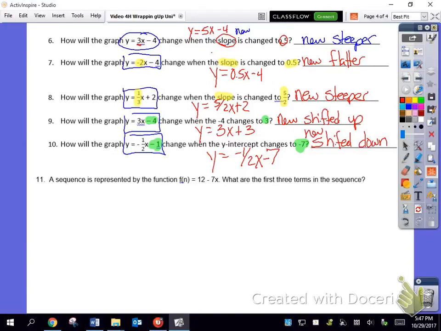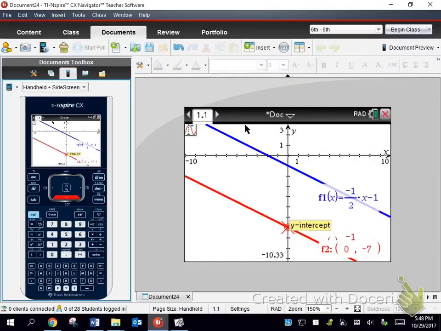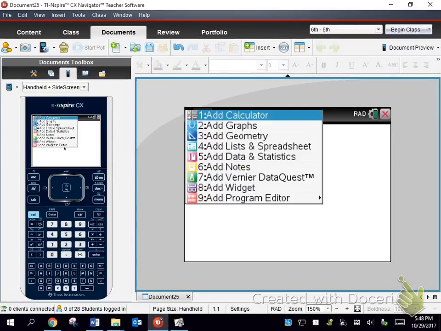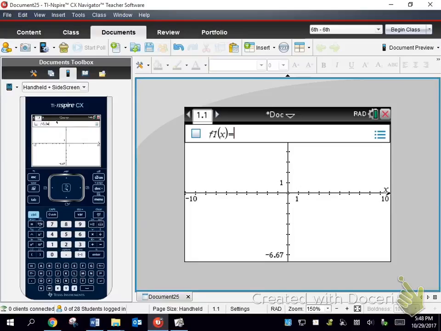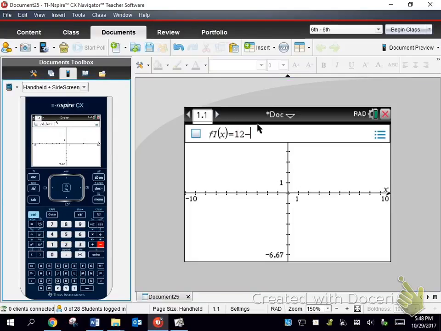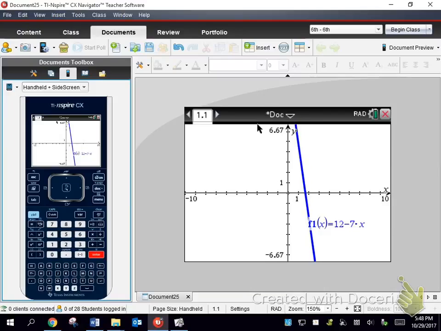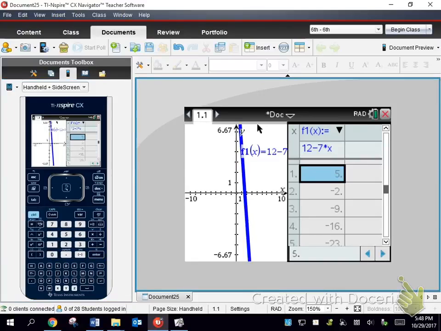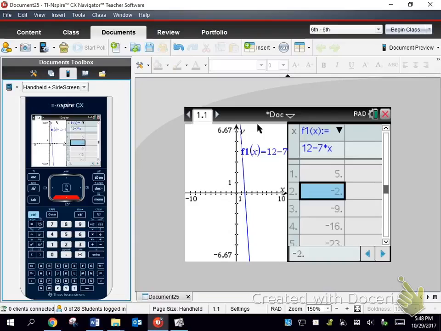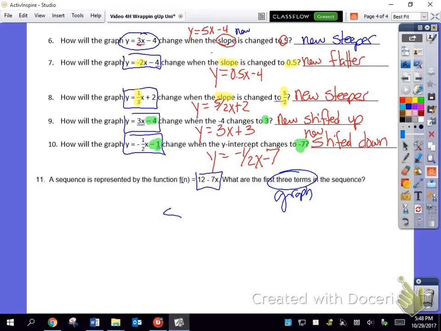A sequence is represented by the function 12 minus 7x. What are the first 3 terms? So anytime you're given an equation and you want to find the first 3 terms, all you have to do is graph it. Okay? So I'm just going to go to a brand new document, and this is the last one. I'm going to graph 12 minus 7x. Enter, and then go to Control T. Your first 3 terms are 5, -2, and -9. And that's the wrap up on Unit 3 and Unit 4.